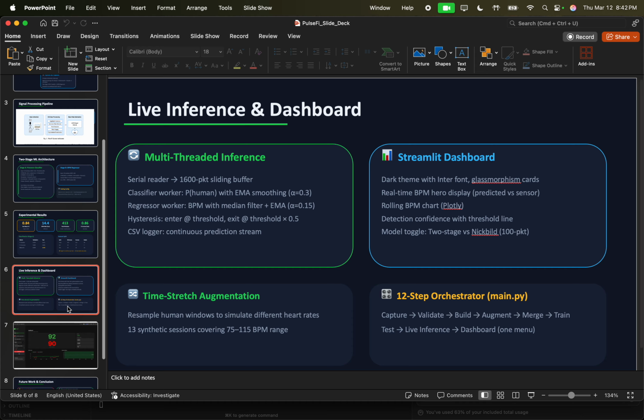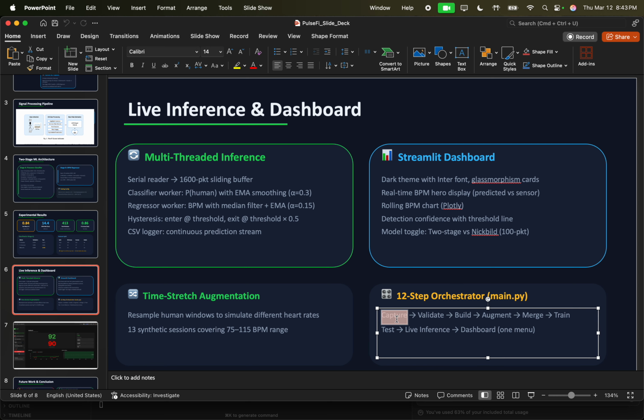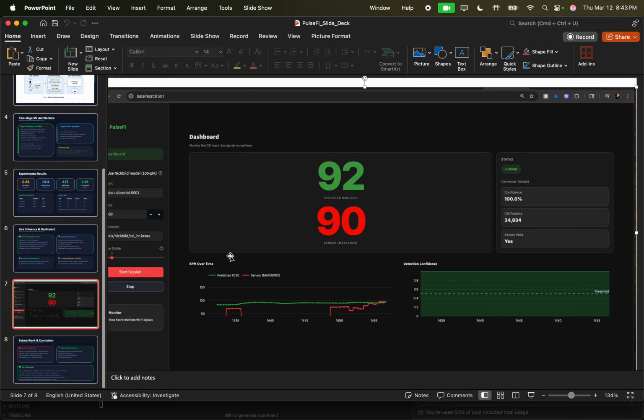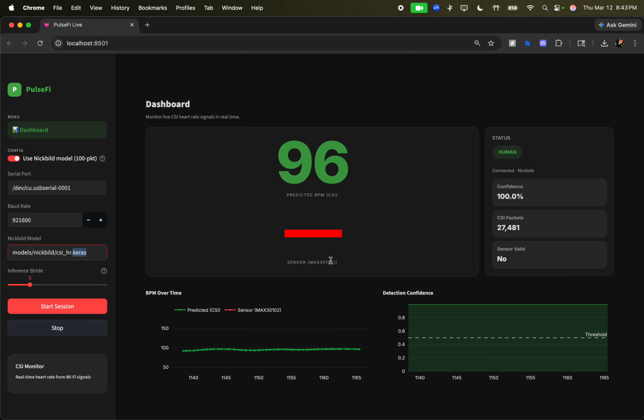We have a dashboard, and there are some techniques that I use to augment the data that I have right now. I also tried to multi-thread it, and the main pipeline is to capture the data, validate the data, build a data set, add to the data if necessary, merge everything, train, test, and then live inference. This is a screenshot of how the dashboard looks, and we can just go to the demo right now.